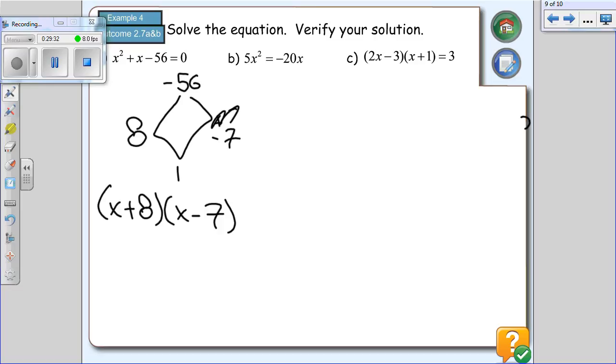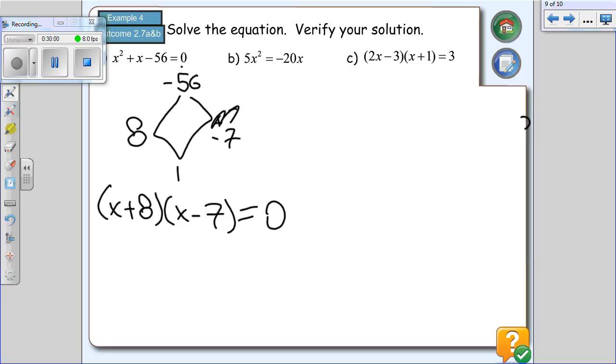The only difference now is it's equal to 0. So you've got 2 binomials, but it's still equal to 0. That never went away. So what could x be? Positive 7, negative 8. Yeah. So x is equal to negative 8 and 7. And you write it like that.